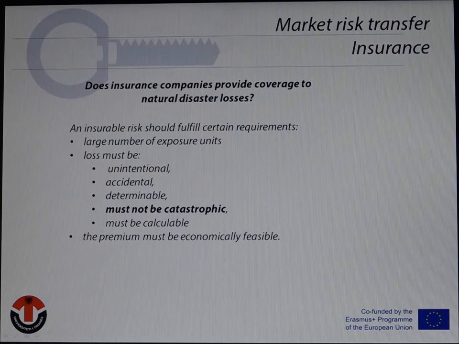The loss should not be catastrophic because the pooling technique, which is the essence of insurance, fails. The chance of loss is hardly predictable. The law of large numbers can hardly be applied. As the natural disaster risk does not satisfy all the above-mentioned requirements, the insurance companies are not willing to cover all the natural disaster losses by their own.